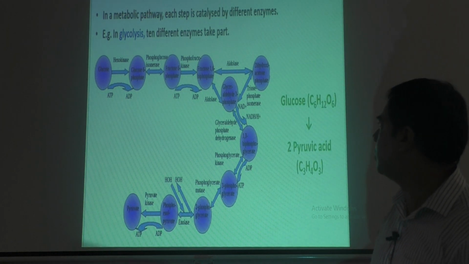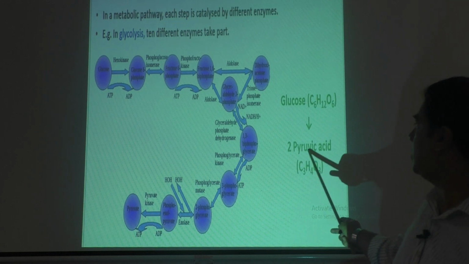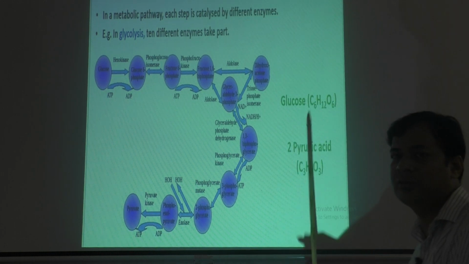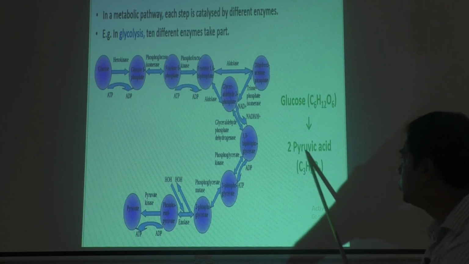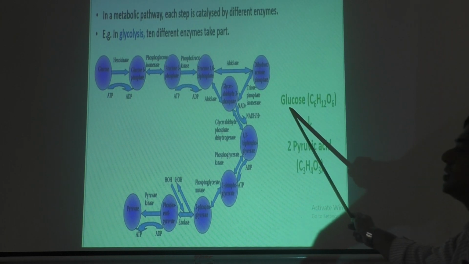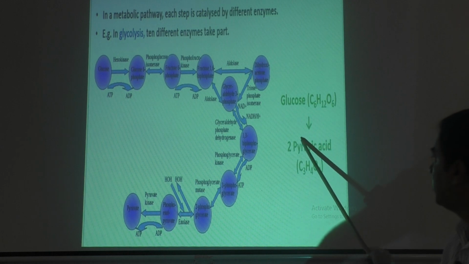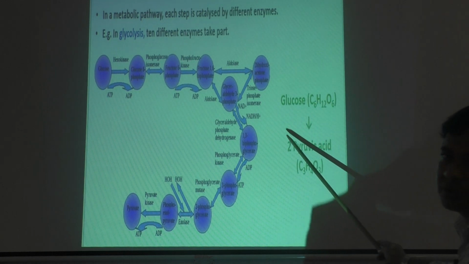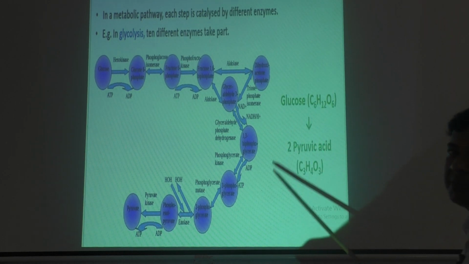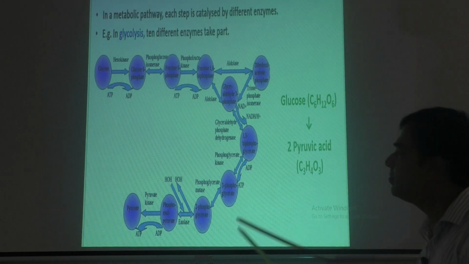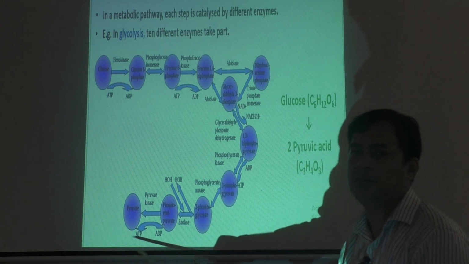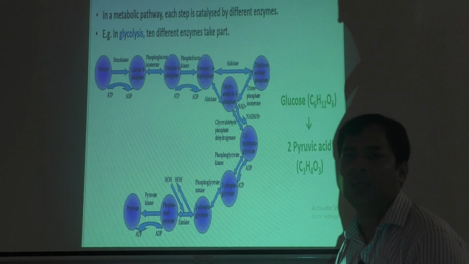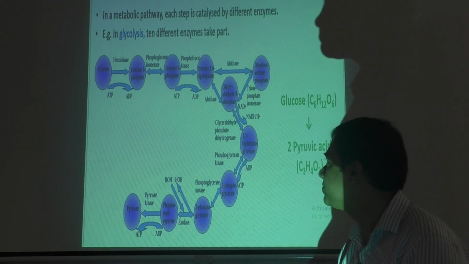Glucose splits and produces 2 molecules of pyruvic acid. Glucose is a 6-carbon compound and pyruvic acid is a 3-carbon compound, so the 6-carbon compound splits into 2 molecules of the 3-carbon compound. All these 10 steps require enzymes. That is why the reaction happens faster.